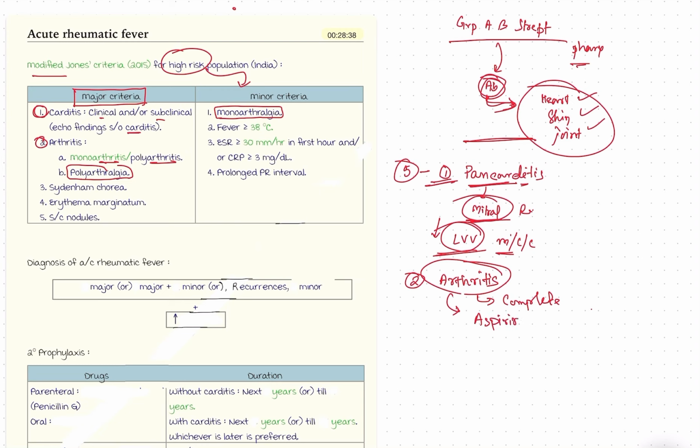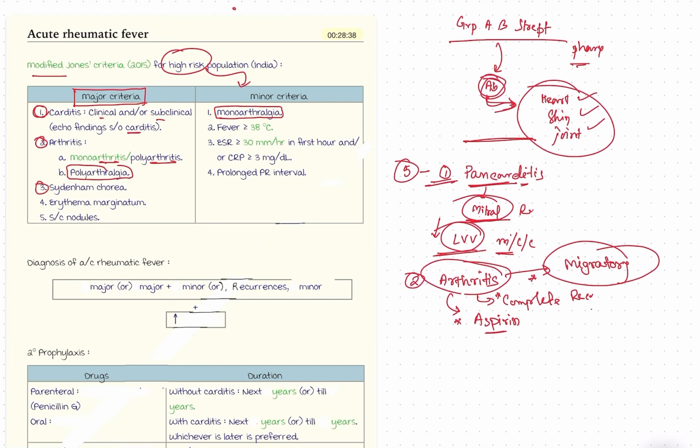These arthritides are migratory in nature. This is typically known as migratory polyarthritis. One joint is involved, then another joint is involved, and the previous joint manifestation is resolved. One after another is involved, which is migratory in nature. So three points: it is migratory polyarthritis, it is completely reversible, and it has a great response to aspirin.